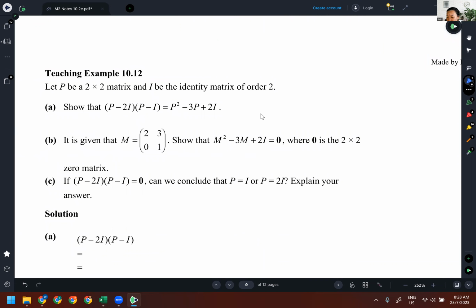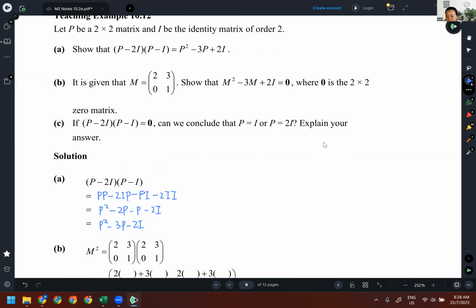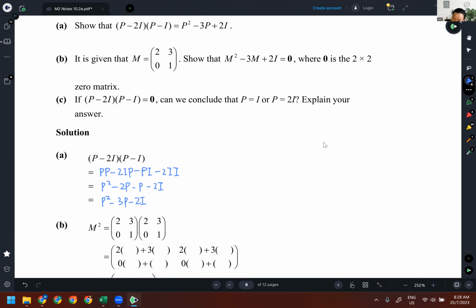First, you simplify this. This is algebra, there's no substitution. How to simplify? You just do this: P squared minus 2IP minus PI plus 2II. That's the expansion. Remember the order, you cannot swap them. And then you get P squared minus 2P minus P plus 2I, and then P squared minus 3P plus 2I.